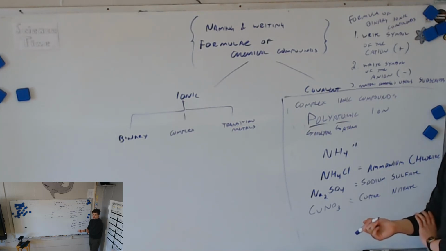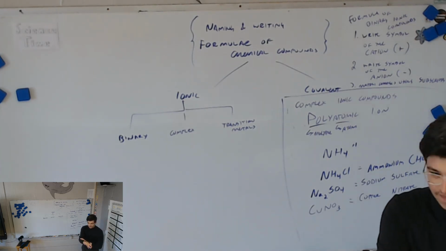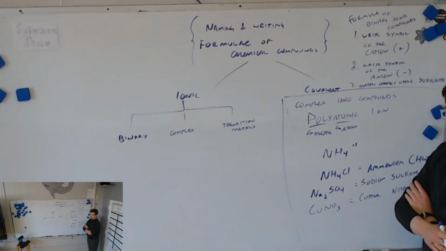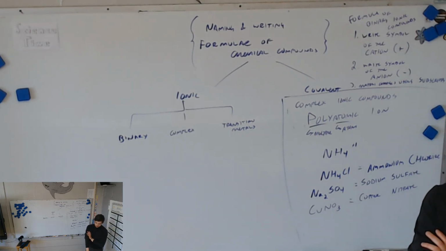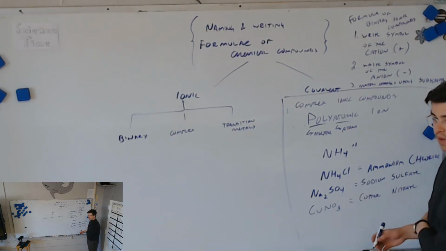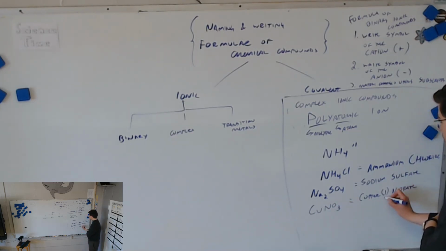It's got to have an oxidation state. What is it? Not 3. What's the charge on the nitrate? Look at nitrate on your list. What's the charge on that? 1 minus. So what must the copper be? 1 plus. So we name it copper 1 nitrate.